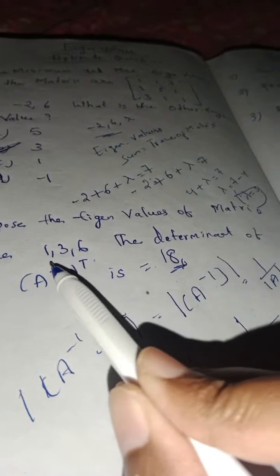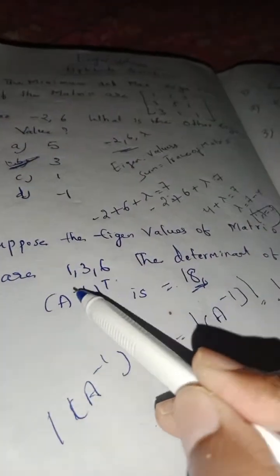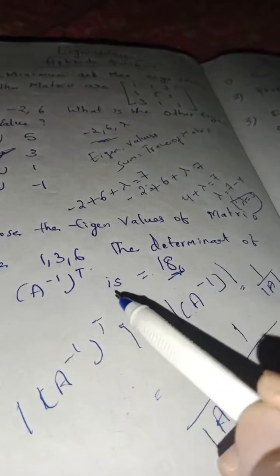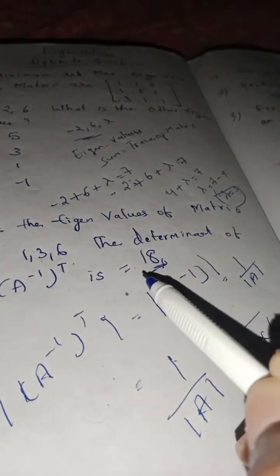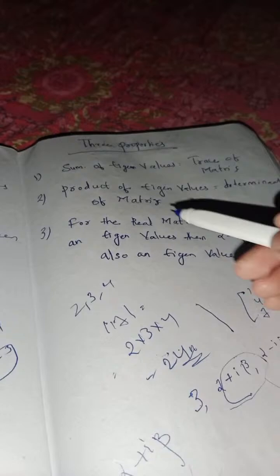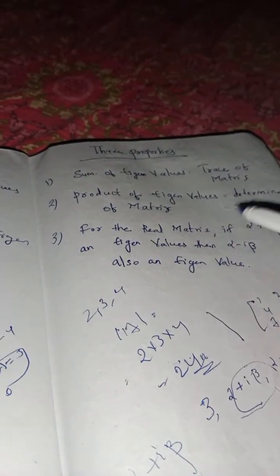So what are the eigenvalues? Eigenvalues 1, 3, 6. We have to multiply the 3 eigenvalues to get the determinant of the matrix. 1 into 3 is 3, 3 into 6 is 18. So the determinant is 18. This will be the answer. This is the second property we have used: product of eigenvalues equals the determinant of a matrix. So these are the two questions on eigenvalues.